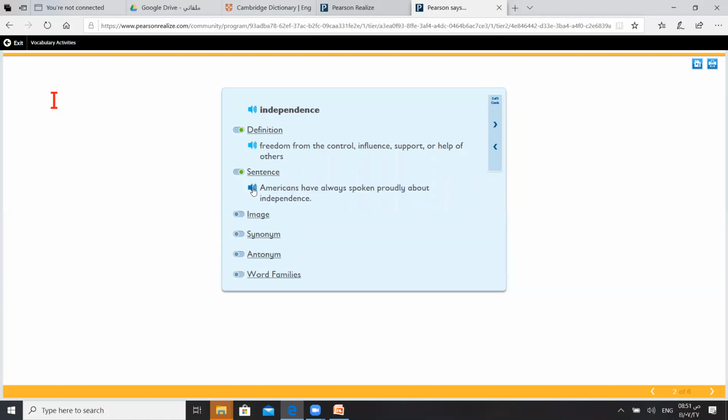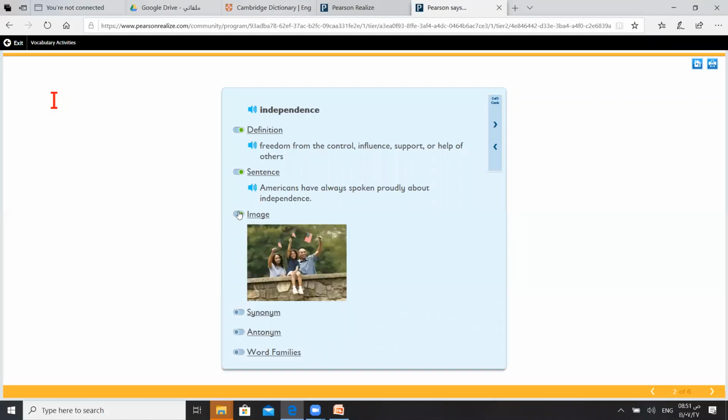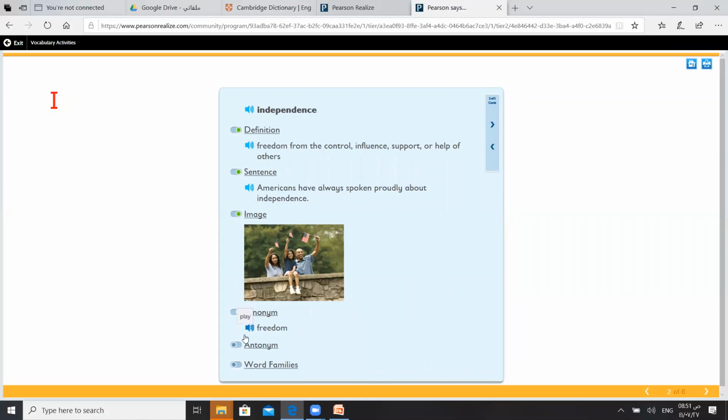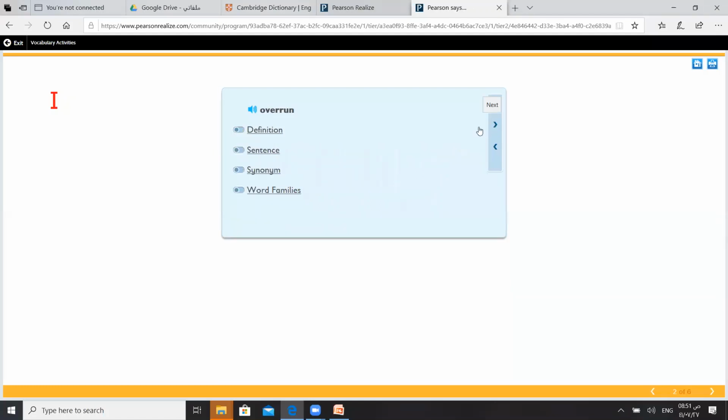Sentence about it: Americans have always spoken proudly about independence. Yes, the Americans, no one is controlling them. Synonym, freedom. So this is the synonym for independence. The synonym is the same meaning. So freedom, independence.